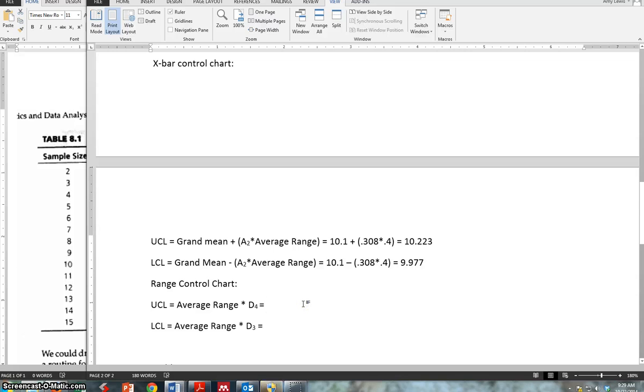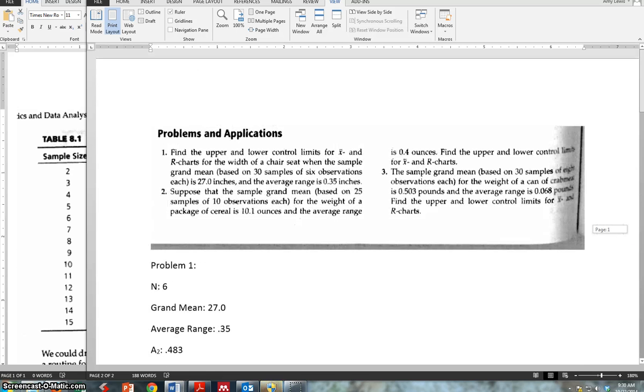For my range, now I'm just going to go over here, and it's going to be my average range, 0.4, times D4, so that's going to be 1.777 to get my upper limit, which works out to 0.711. And for my lower control limit, that's going to be, again, my average range of 0.4 times my factor D3, which is 0.223. And that works out to 0.089. So that's question 2. Again, these are really straightforward as long as you know how to get the information from the problem. Okay, we're going to do that third problem real quickly.